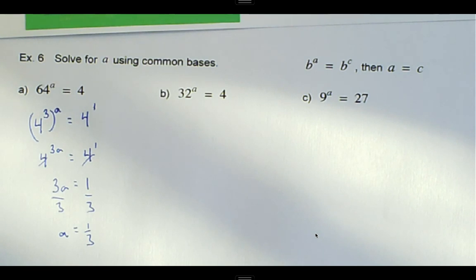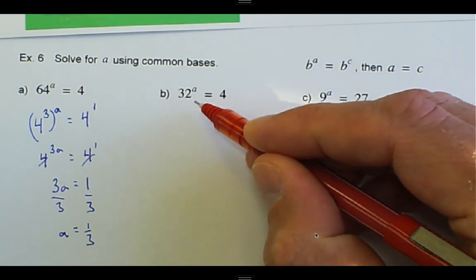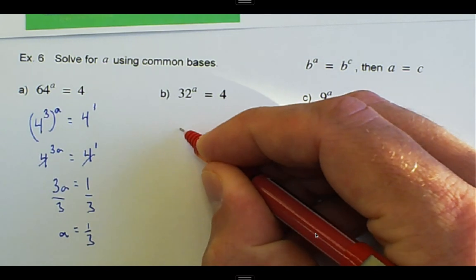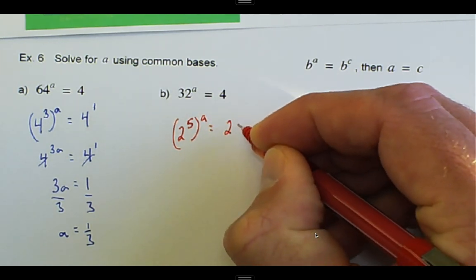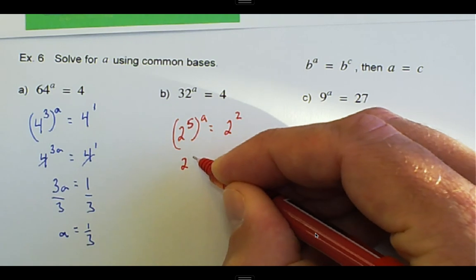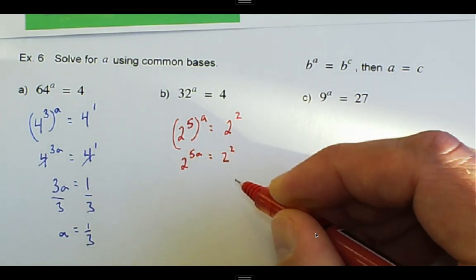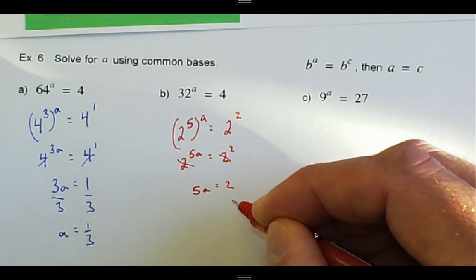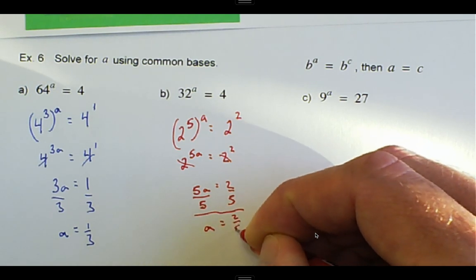Next example here, we have 32 and 4. We can't write 32 in terms of 4, but what we can do is rewrite both bases so that they're the same. So 32, we can write that as 2 to the 5th power. And 4, we can write that as 2 squared. When we distribute, we get 2 to the 5a is equal to 2 squared. And now we can get rid of our 2's. We don't need those anymore because we have common bases. So we have 5a is equal to 2. Divide by 5. And then we have a is equal to 2/5.